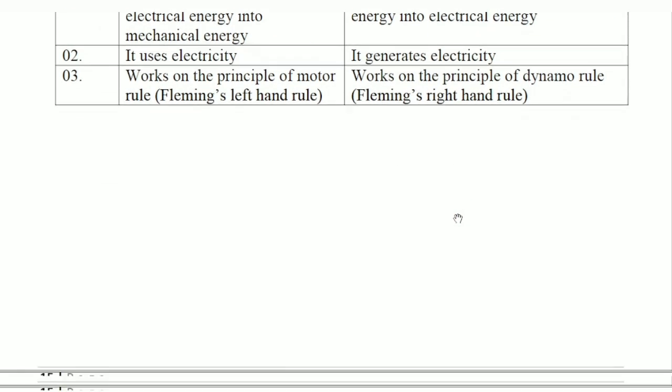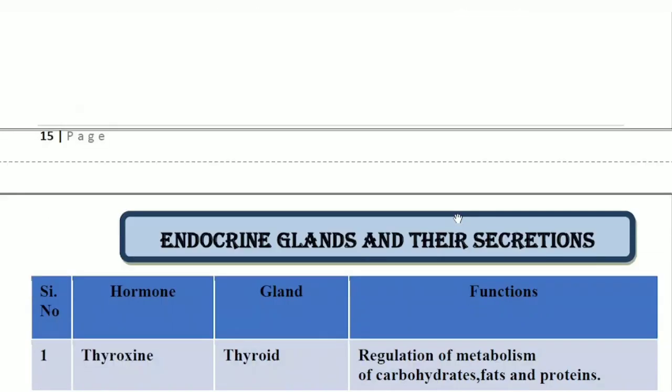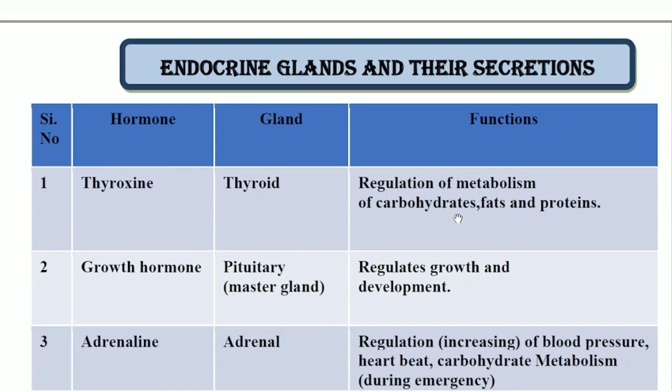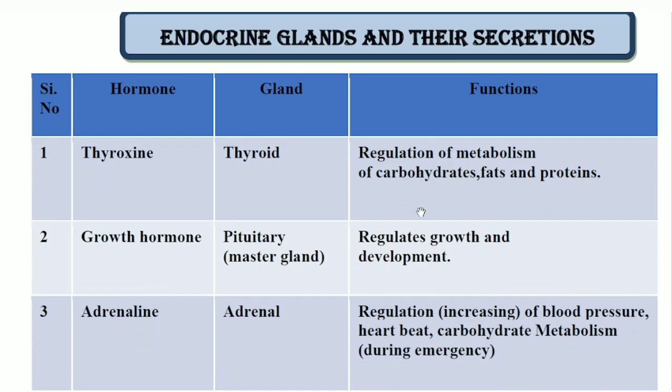Next one is endocrine glands and their secretion. Very important, children. They will ask a 2-3 marks question from this. They will give the function and ask which hormone, or they will give the hormone and ask you to write the function of this hormone. So don't forget these concepts. From biology they used to ask about hormones and functions. You will get 3 marks.